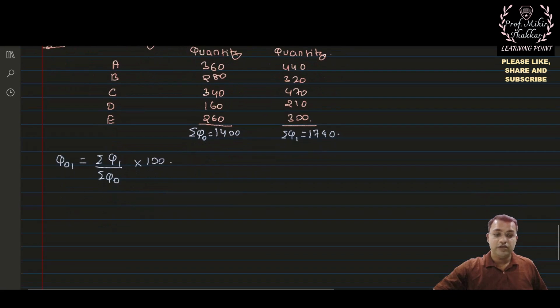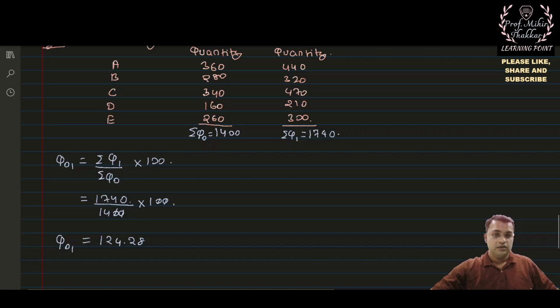So now as per your formula, Q01 is equal to summation Q1 upon summation Q0 multiplied by 100. So carefully you have to substitute over here guys Q1 value in the numerator and Q0 value in the denominator. So you will get this is equal to 1740 divided by 1400 into 100. On doing the required simplification, 1740 divided by 14, you will get the answer as 124.28. So friends, Q01 value is coming here as 124.28. So what does that mean?